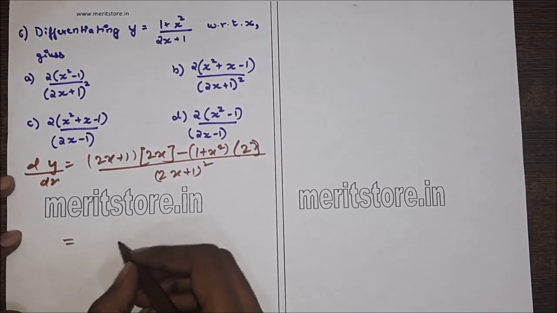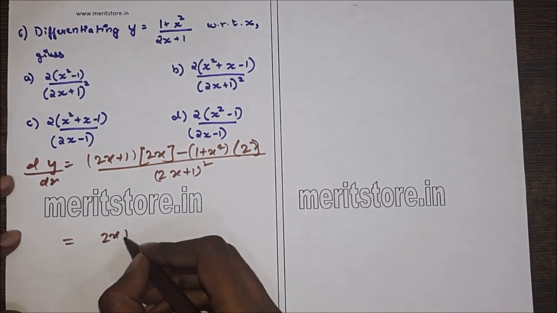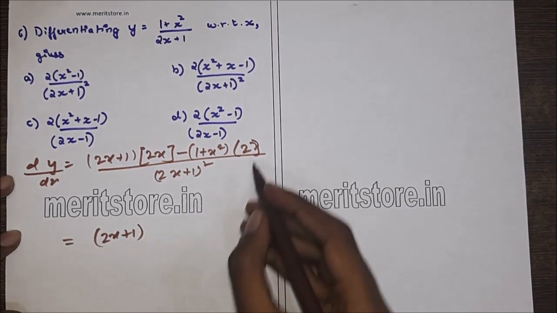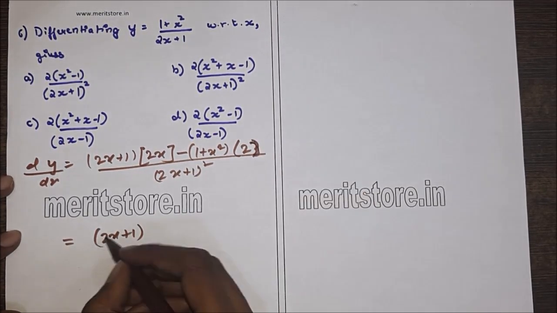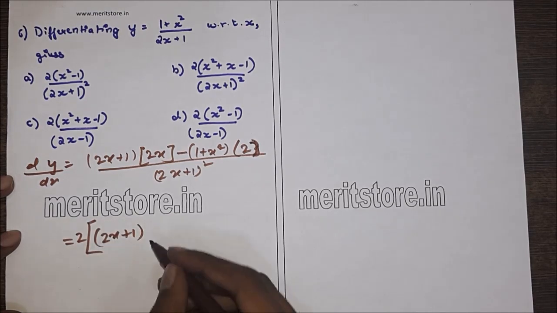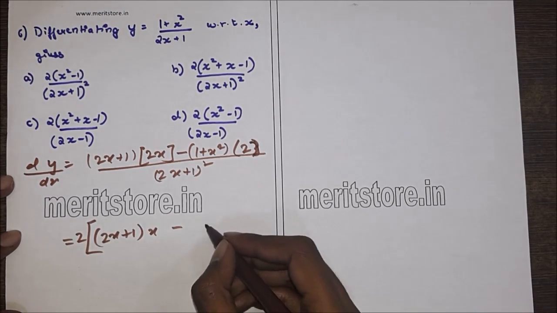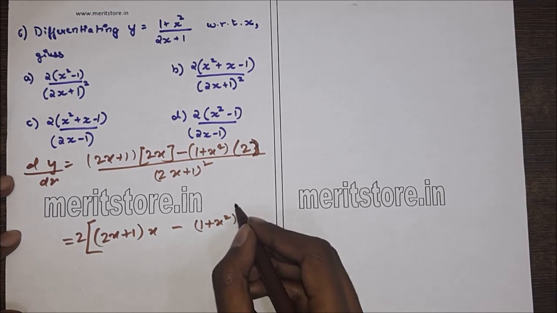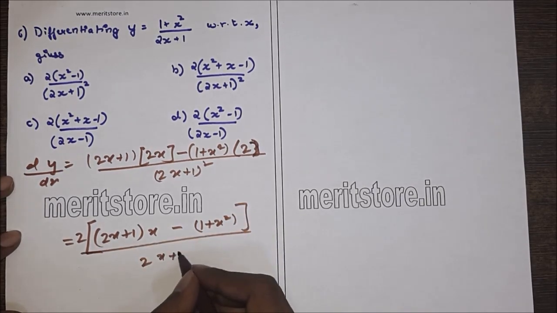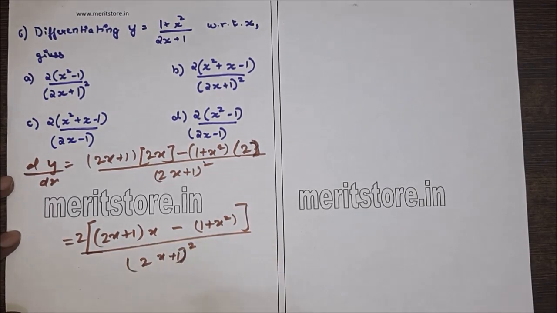Expanding the brackets, we get 2x plus 1, we take 2 common in this term, we get 2 times 2x plus 1 into x minus 1 plus x square, divided by 2x plus 1 the whole square.